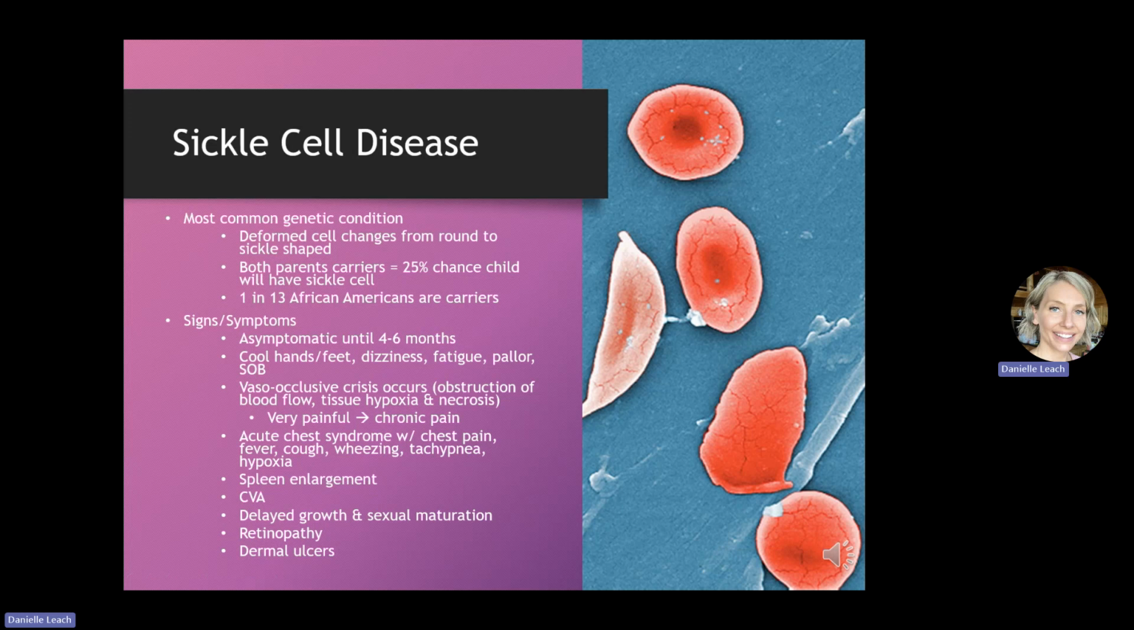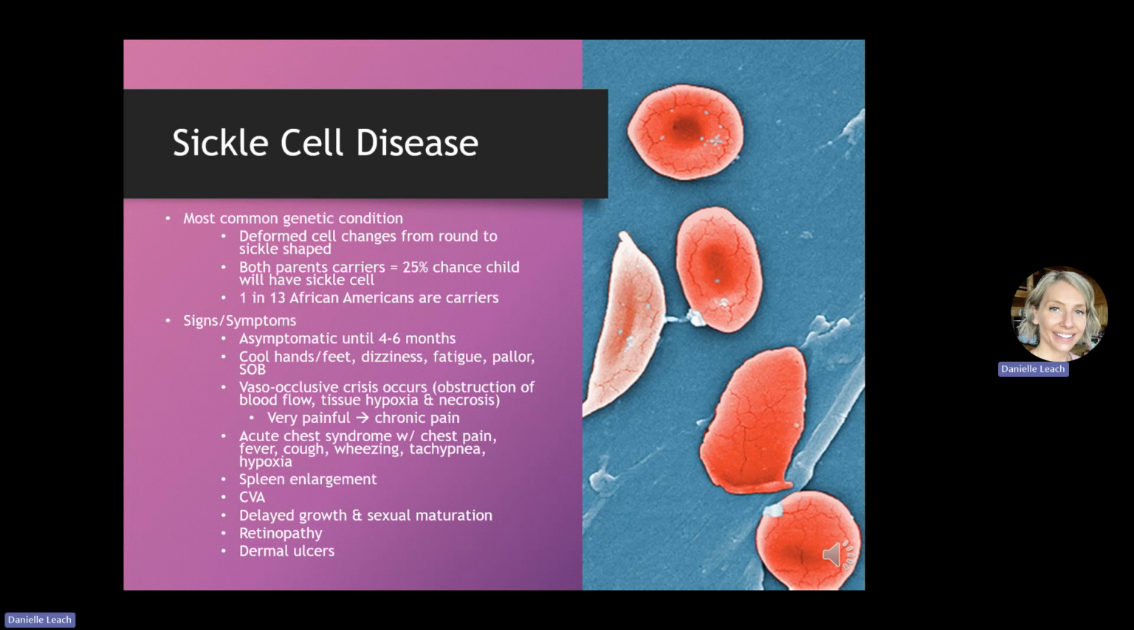The next disorder is sickle cell disease. Sickle cell disease is the most common genetic condition. It's characterized by either a partial or complete replacement of abnormal hemoglobin S for normal hemoglobin A. When this happens, the hemoglobin S deforms the cell shape from round into a sickle shape, or like a moon shape. This can cause tissue damage all over the body and other complications, which we will talk about.